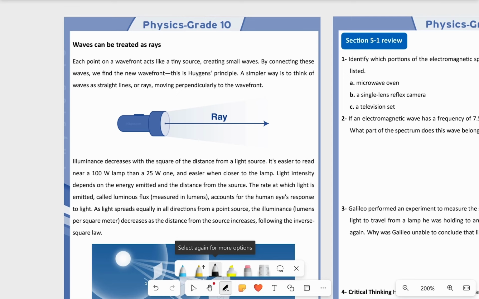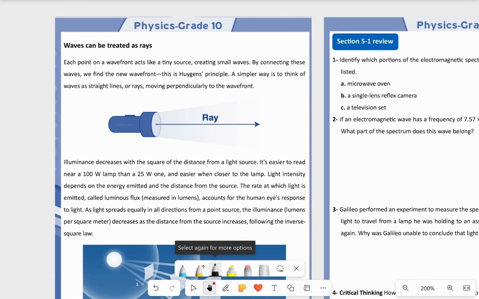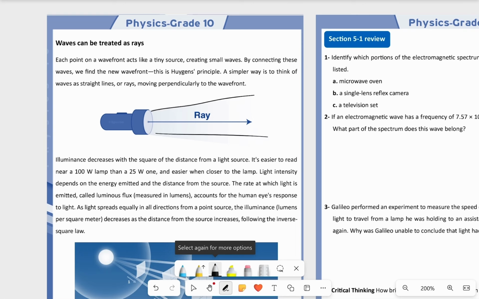But instead of dealing with this complicated principle, we're going to have a simpler way of dealing with waves. We're going to treat them as straight lines or as rays. As you see here, this is a source of light, and you have a straight line. This is what we are calling rays.